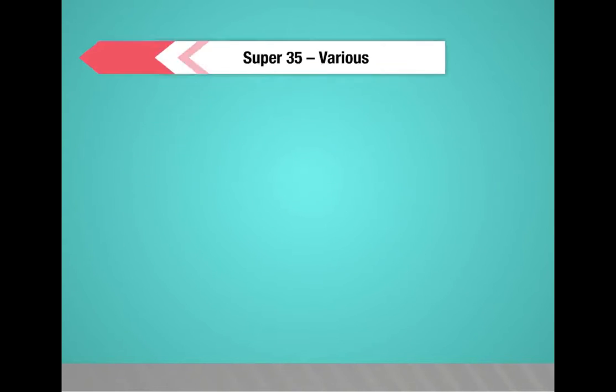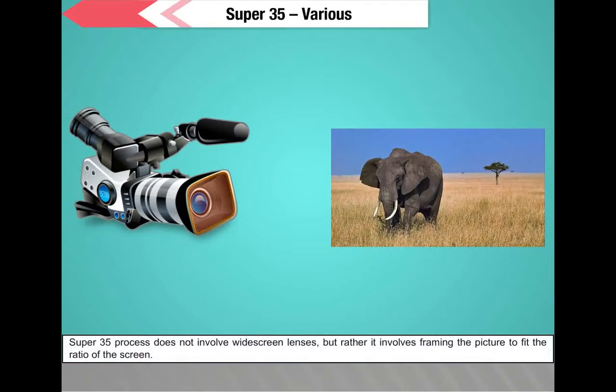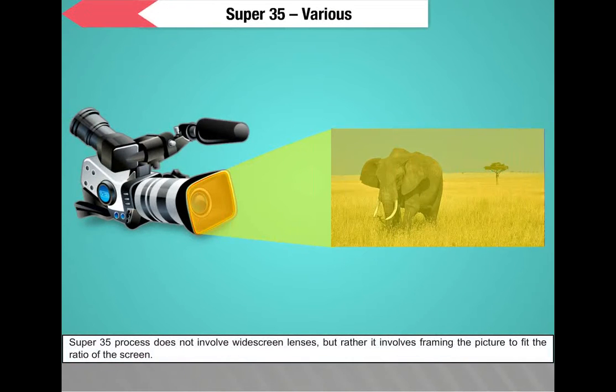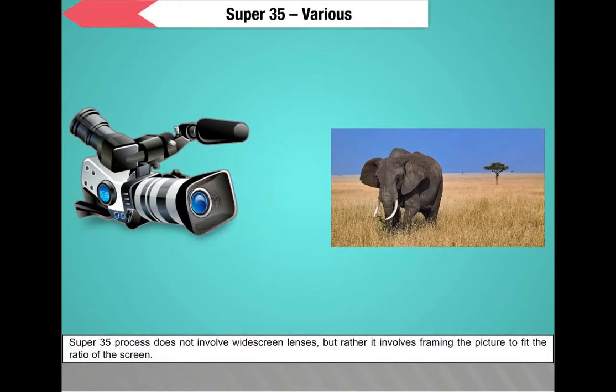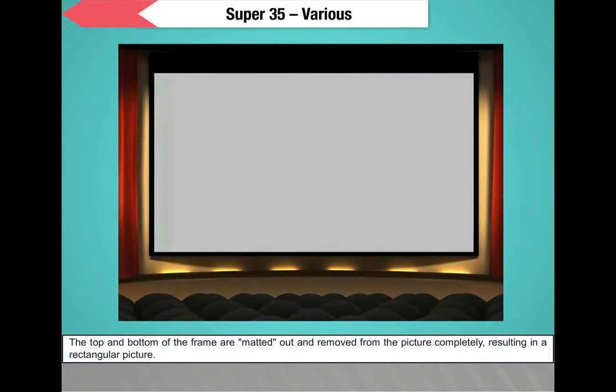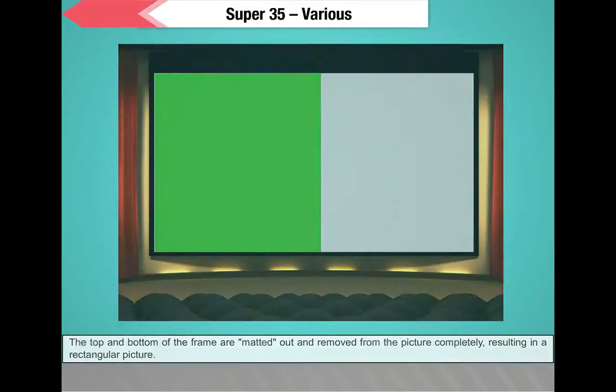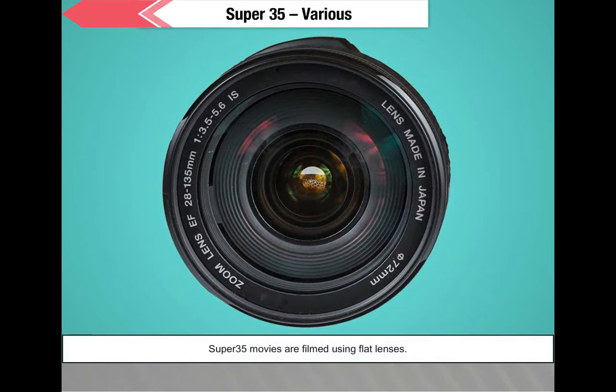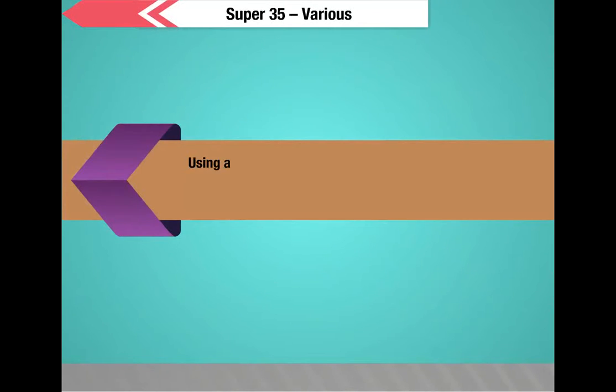Super 35 process does not involve widescreen lenses, but rather it involves framing the picture to fit the ratio of the screen. The top and bottom of the frame are matted out and removed from the picture completely, resulting in a rectangular picture. Super 35 movies are filmed using flat lenses.